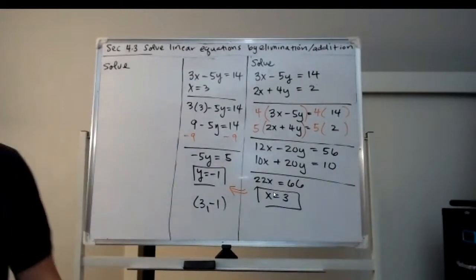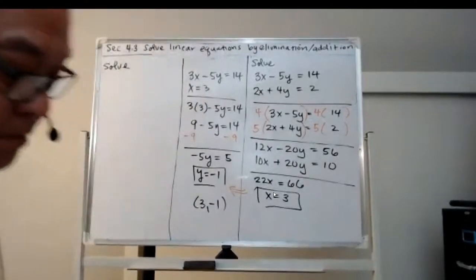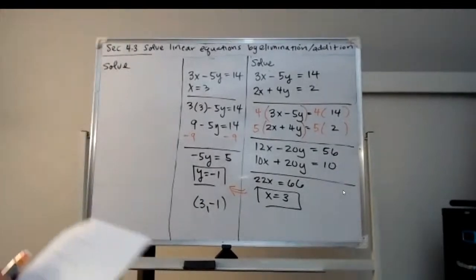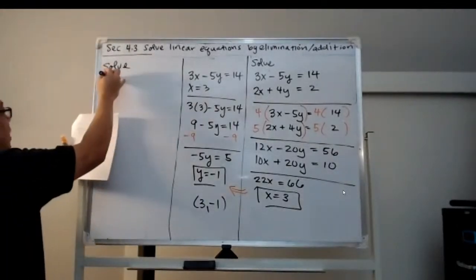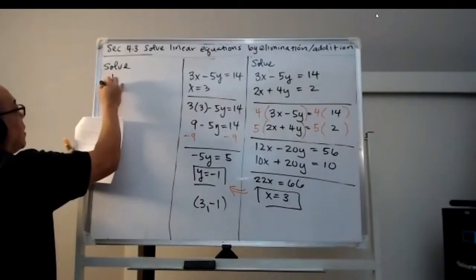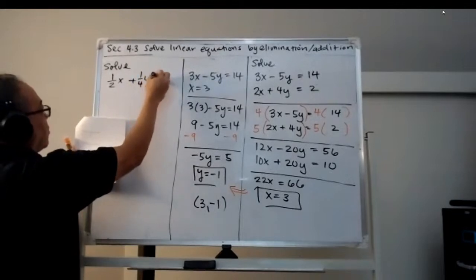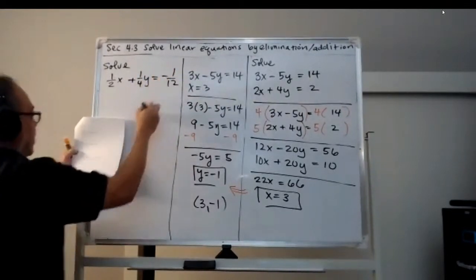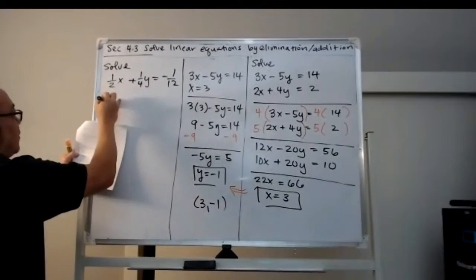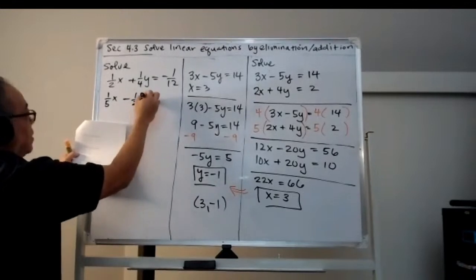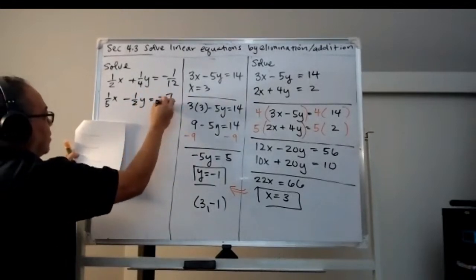Well, actually, let me take a picture first. Okay, so I have a half x plus 1/4 y is equal to negative 1 over 12. Then I have 1/5 x minus 1/2 y is equal to negative 7 over 30.